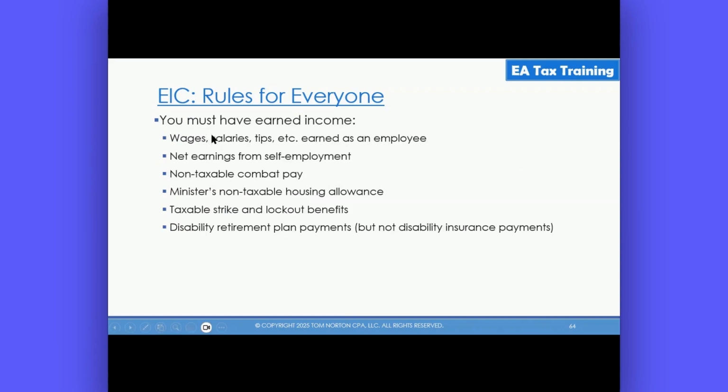Next, you do have to have earned income. It's called, after all, the earned income credit. So earned income is what you would expect, wages and net earnings from self-employment. Those are going to be the main categories for most people. And you can see here on the slide, there are other things that count as well. But the main thing to remember is that you do have to have earned income in order to qualify for this.